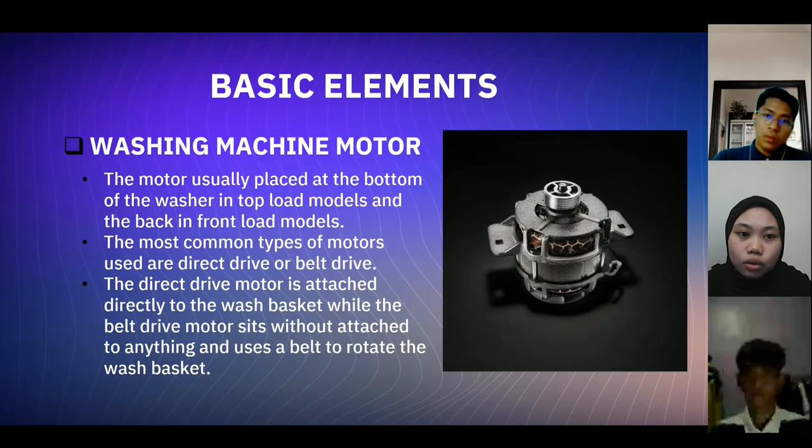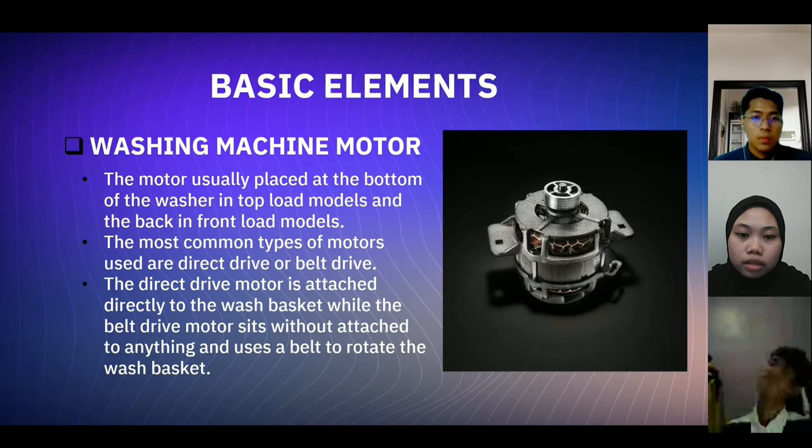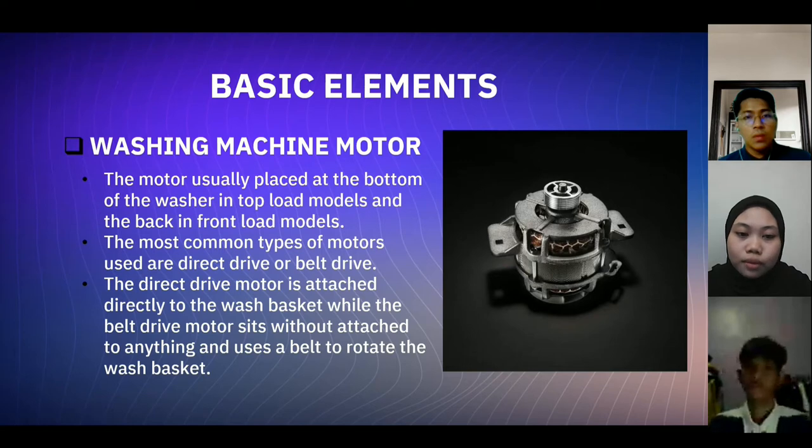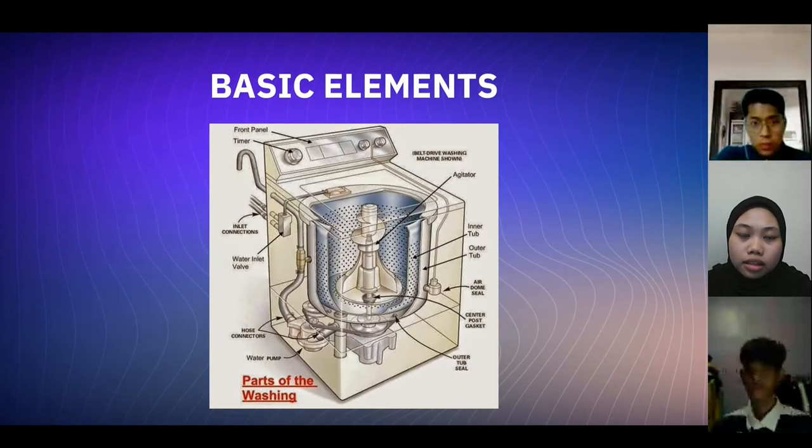Next, washing machine motor. The motor is usually placed at the bottom of the washer in top load models and the back in front load models. The most common types of motor used are direct drive or belt drive. The direct drive motor is attached directly to the wash basket, while the belt drive motor sits without being attached to anything and uses a belt to rotate the wash basket. So these are all the basic elements placed in the washing machine.